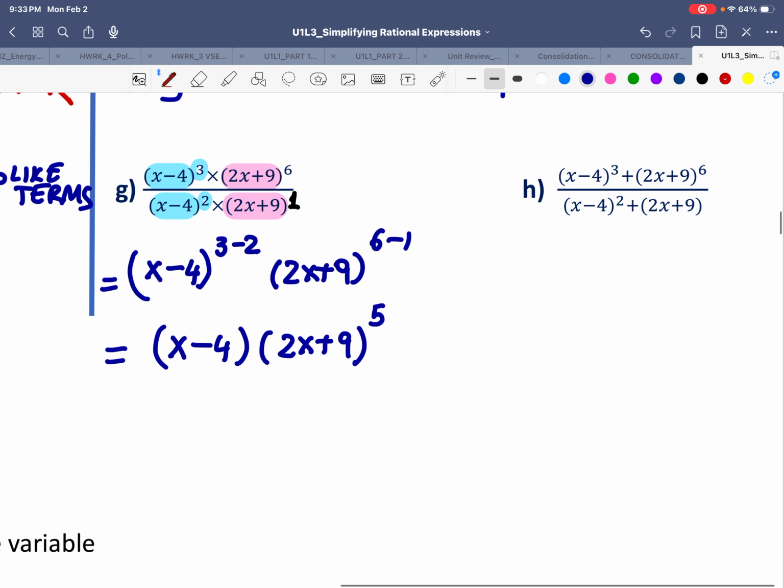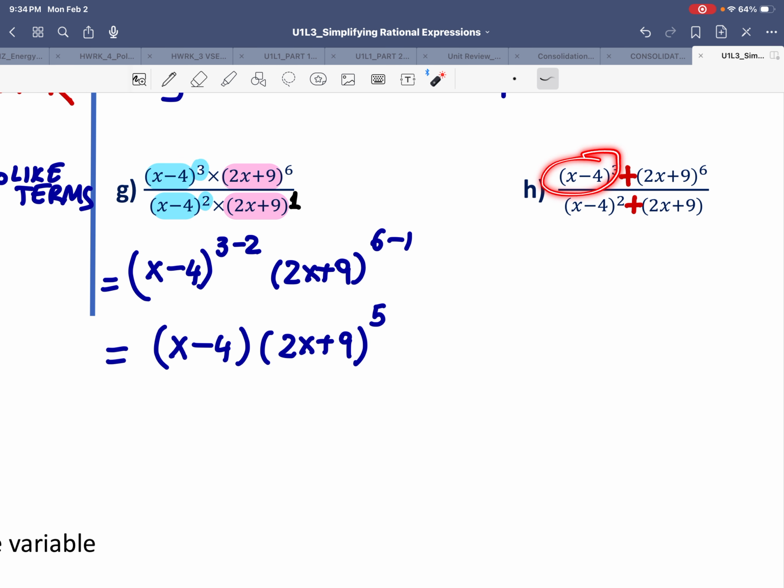On the other hand, if you have a plus or even a minus sign between the binomials, to the power 3, power 6, or anything, okay? So this is already simplified.